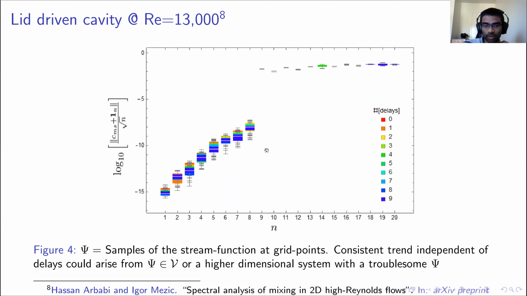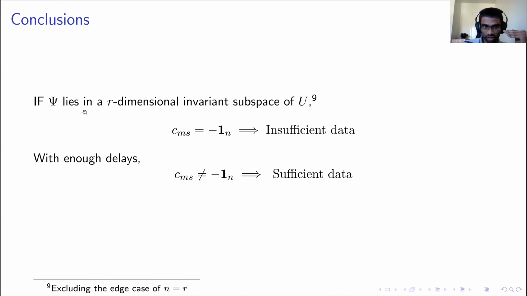So to summarize, if you believe your observables lie in a finite invariant subspace, equivalence of DMD and DFT implies you need to collect more data. If you don't have an equivalence of DMD and DFT, and this persists as you take more and more delays, then you have enough data and you can do companion DMD and trust what you get out of the modes.